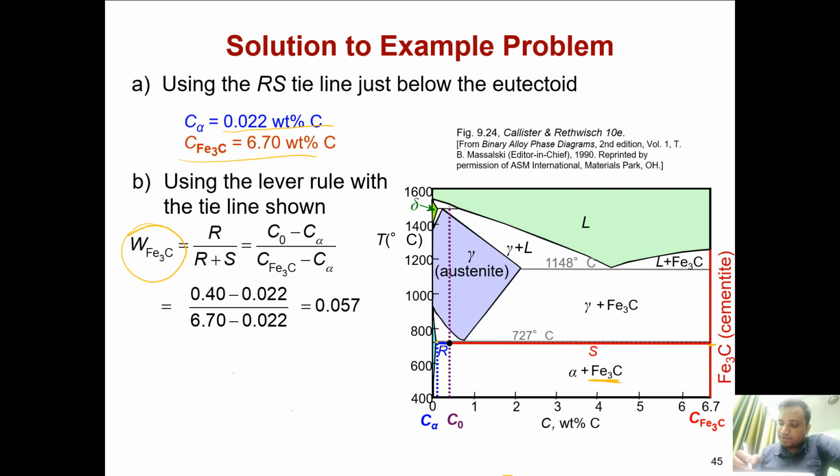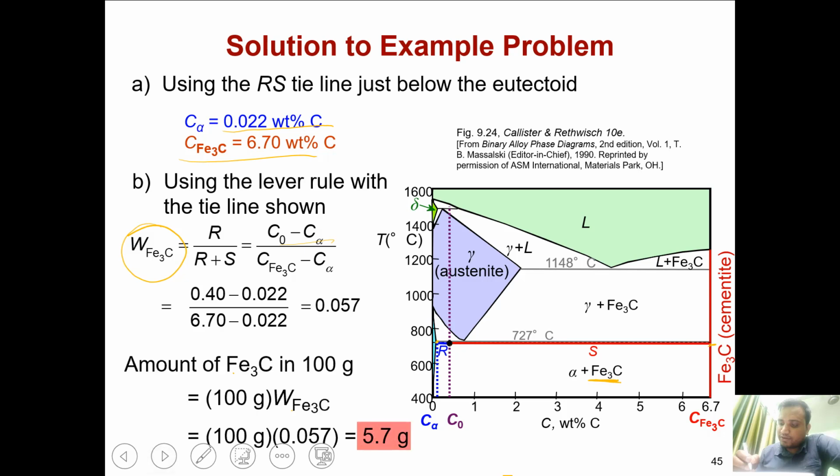So what is the value of R? It is C naught minus this C alpha, and this complete length is C Fe3C minus this C alpha. So it is 0.40 minus 0.022, over 6.7 minus 0.022, so it is 0.057. That is the fraction of Fe3C. Suppose in the case of the alloy, it is totally 100 gram of alloy. Out of this 100 gram, it is 0.057 weight fraction of Fe3C. So what will be the weight of that? Simply multiply it with 0.057.